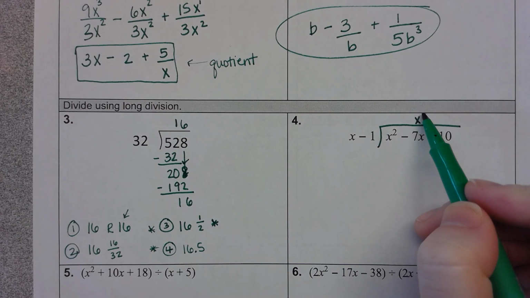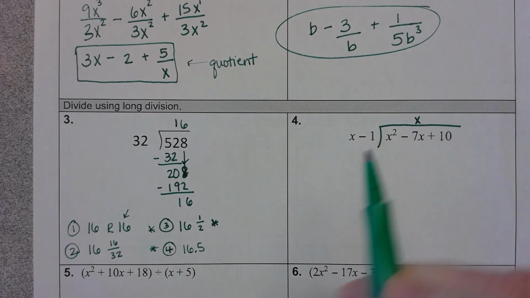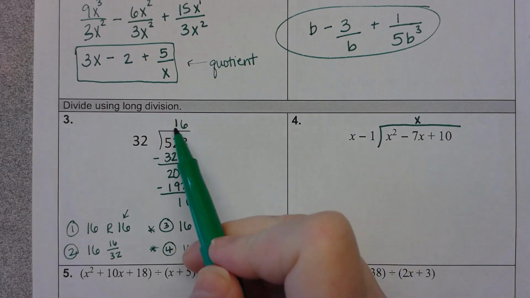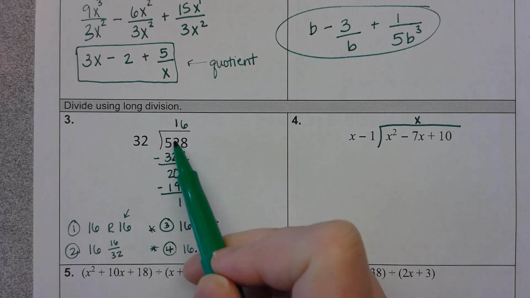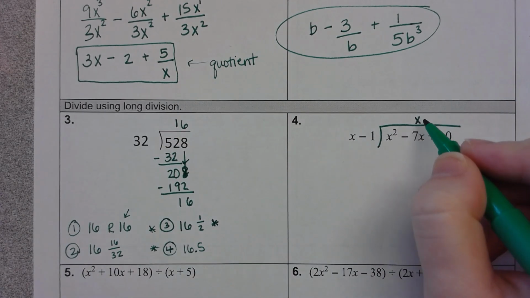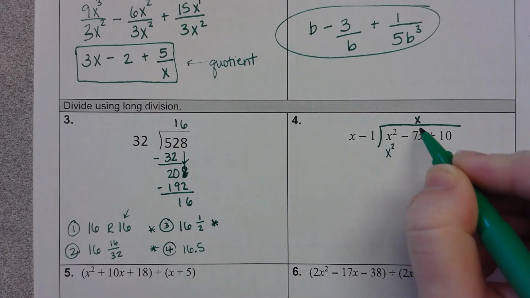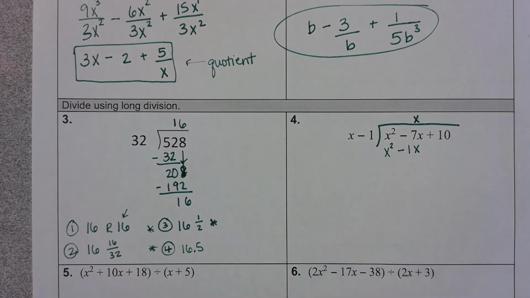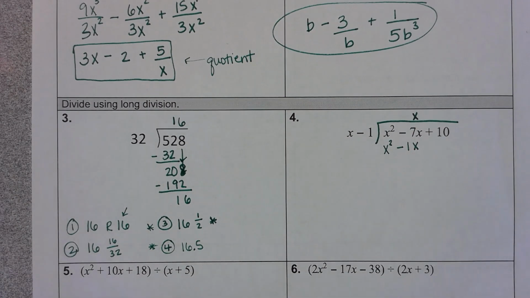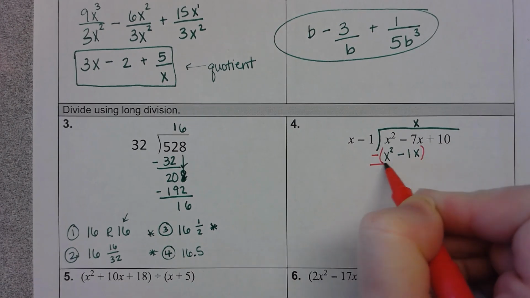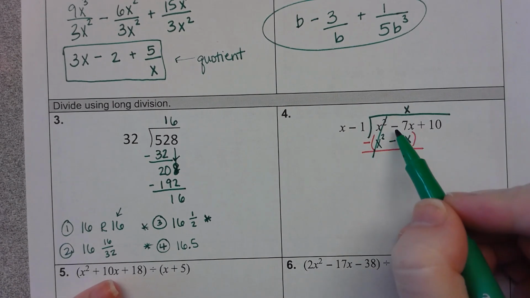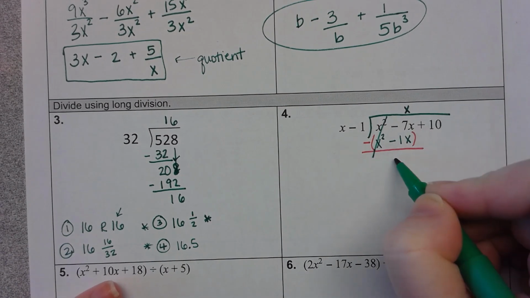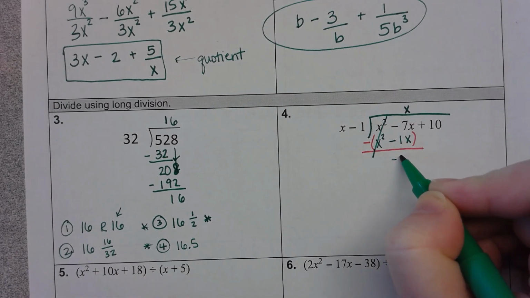So I'm going to take this and multiply it by this entire divisor here. So just the same way that when I decided that 32 went in 1 time to 52, I subtracted 32 because that would have been 1 times 32. I'm going to do the same thing here. So x times x is x squared, x times -1 is -1x, and now I'm going to, let me get a different color real quick. Now I'm going to subtract this whole thing. All right, so x squared minus x squared, that cancels out. -7x minus -1x is -7 plus 1, so -6x.